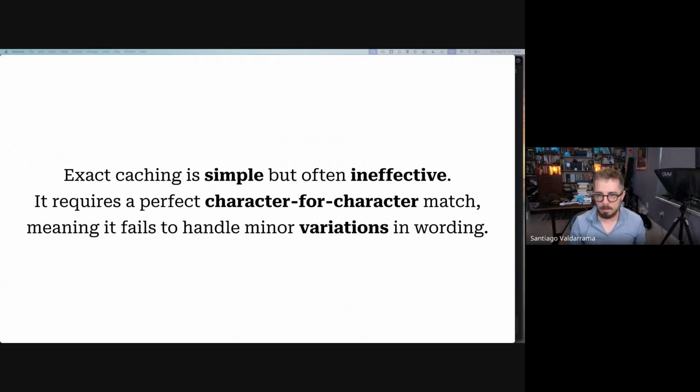Obviously, very simple to implement, also ineffective, especially when the input to your system is open-ended, because you're going to be less likely to find hits. Like, maybe you ask, who's the president of the United States? Maybe I ask, who is the current president of the United States? And now that's going to miss the cache, right? Because you usually need a character for character match for that to be effective.